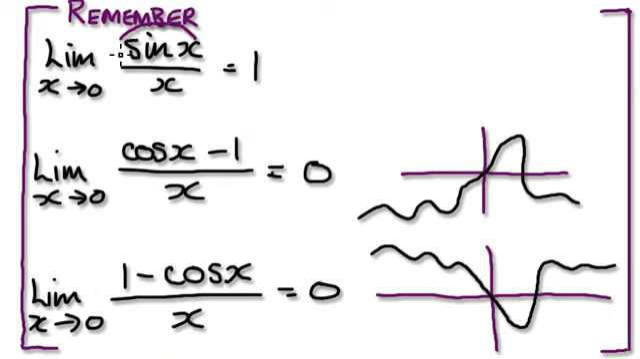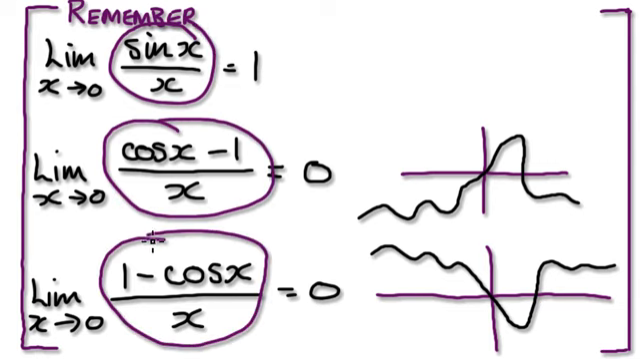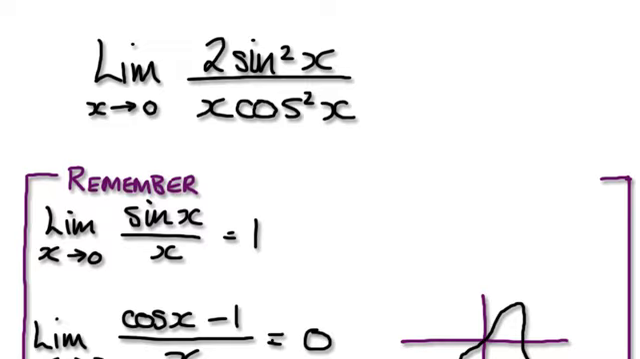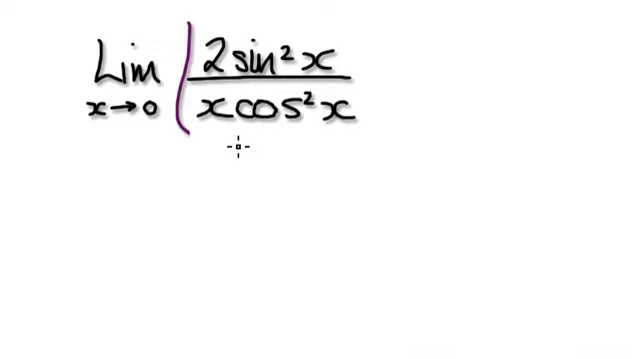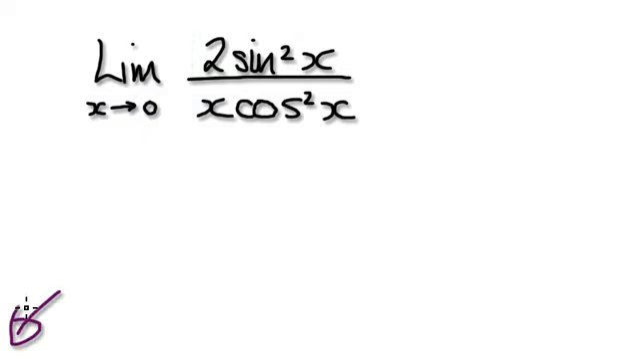Okay, so when you're doing limits, try to aim for these three. It will simplify a lot of things. So here, do whatever you have to do. Find the limit of this as x tends to 0. So press pause and have a go.